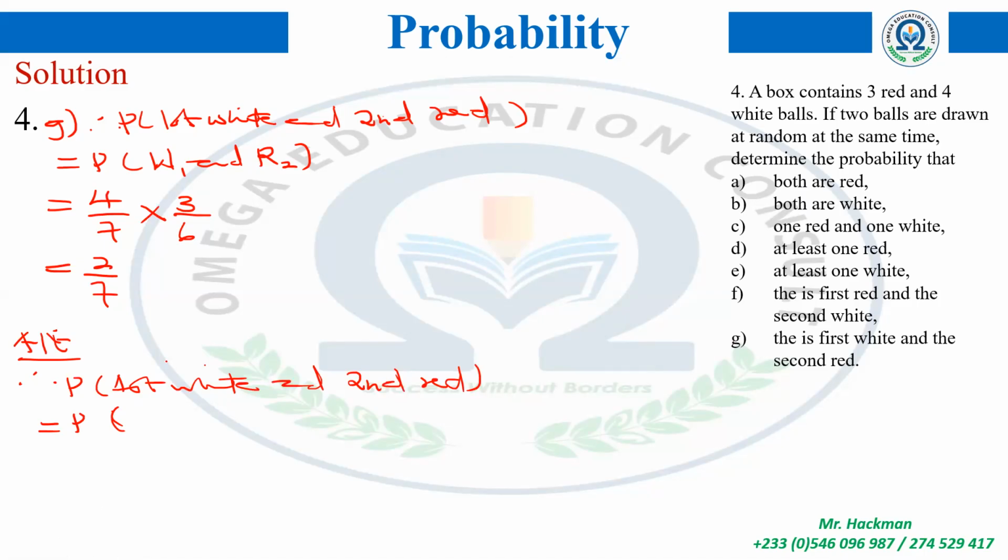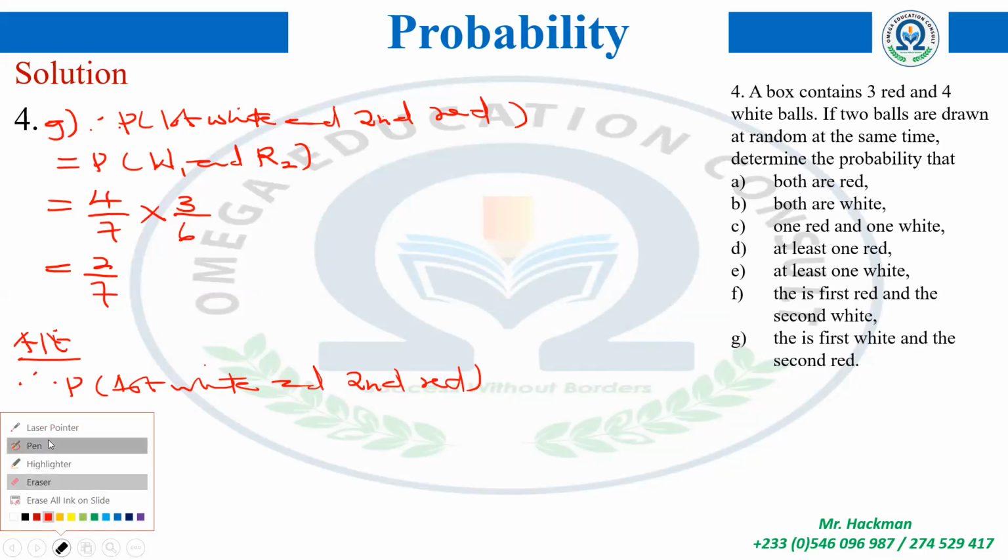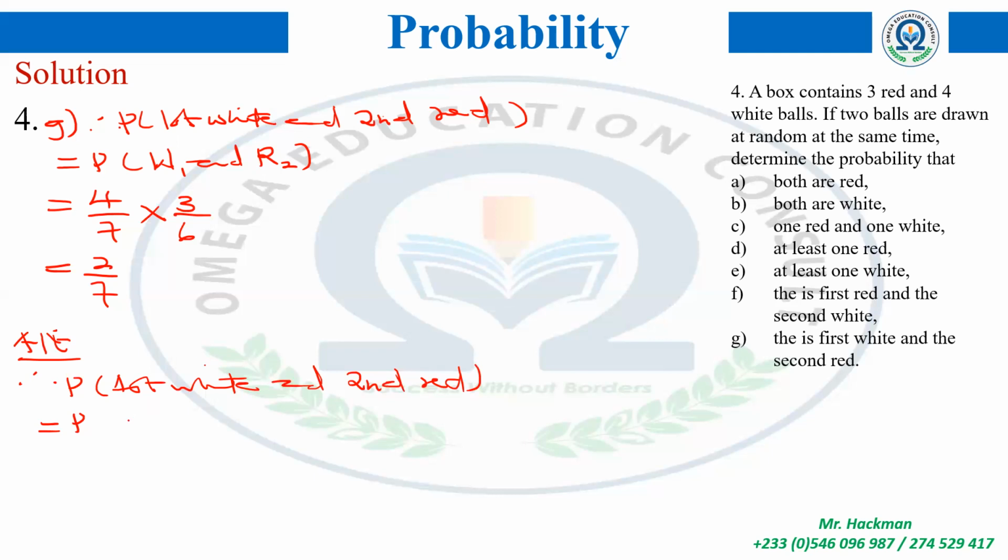So let me write W, I can still write W1, then 1 W, then 1. Let me clear this and write it well. However, to remove the ambiguity, because immediately you say 1 white and 1 red, then it means you changed the question. Can you see that? The meaning of the question has changed. Is that clear? So it will rather be still W1, and R2. When the order is specified, permutation all the way.